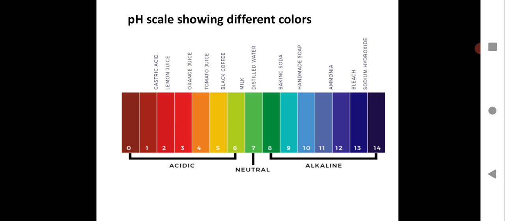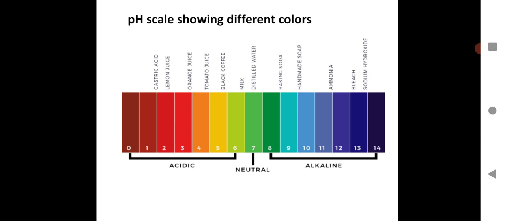Suppose you are taking hydrochloric acid. When you put pH paper, it will give a deep red color. So you can see the deep red color over here, 1. So you can say it is strongly acidic. If you take a weak acid like acetic acid, which you use at home, you will get yellow color, that shows it's a weak acid. And distilled water gives you green color. Sodium hydroxide is a strong base, it will give you a deep blue color.